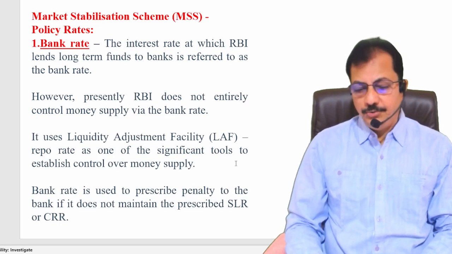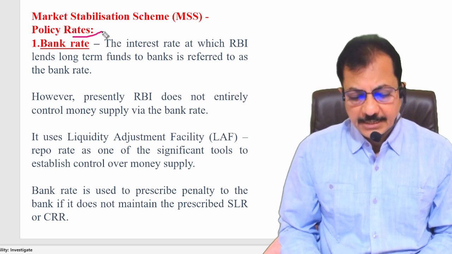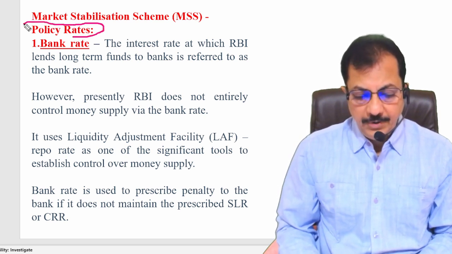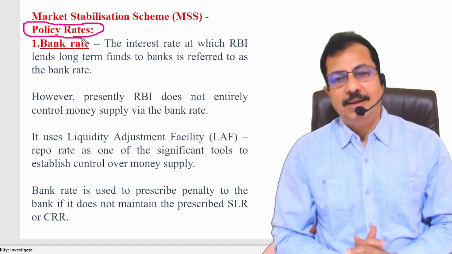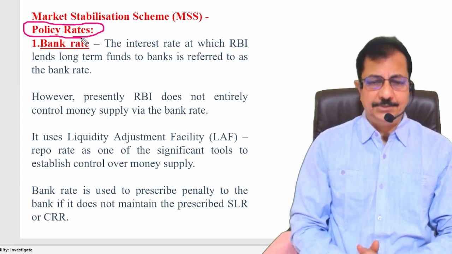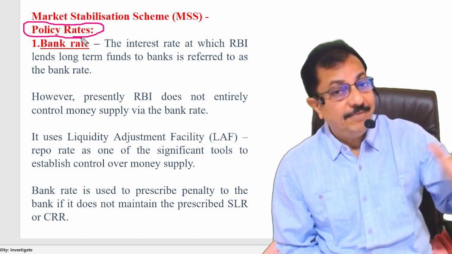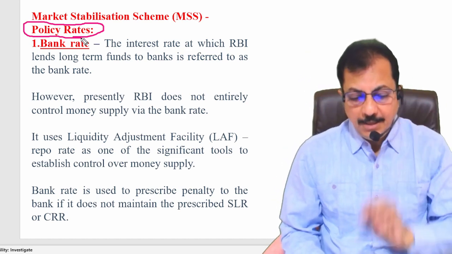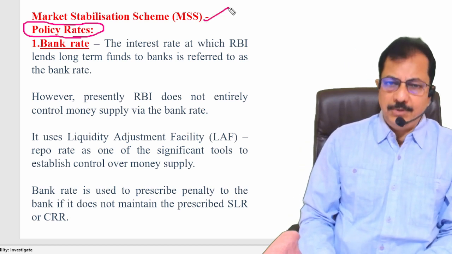So when it comes to the next one, we have discussed the reserve rates. Now we'll be discussing policy rates. Here you will come across the repo rate, reverse repo rate, and bank rate. Clear? When you are reserving, they are called reserve rates. This is called the market stabilization scheme. How exactly it is done, we'll try to understand.